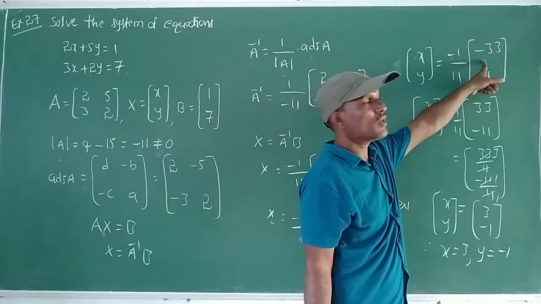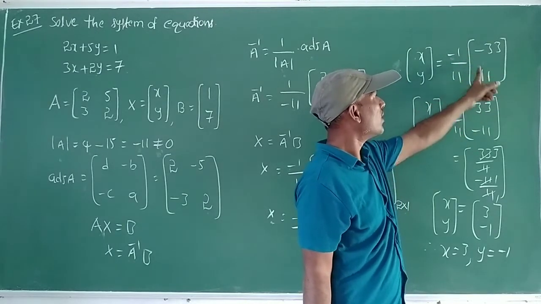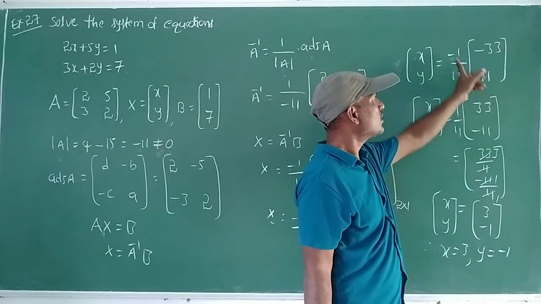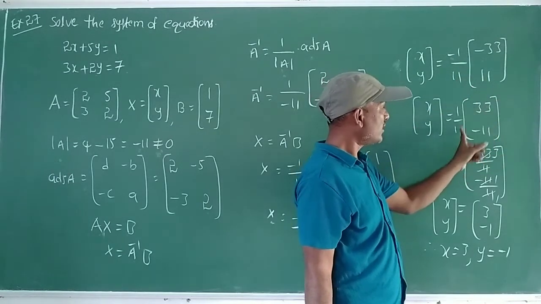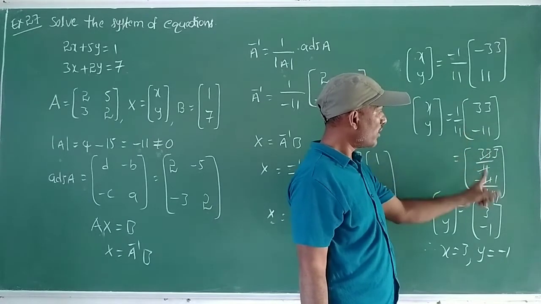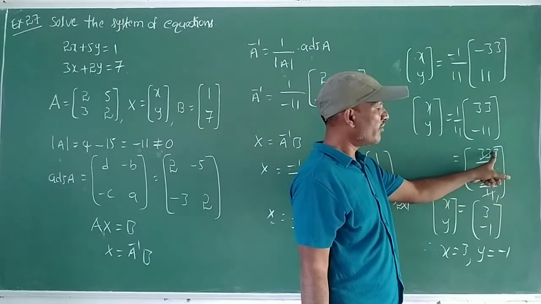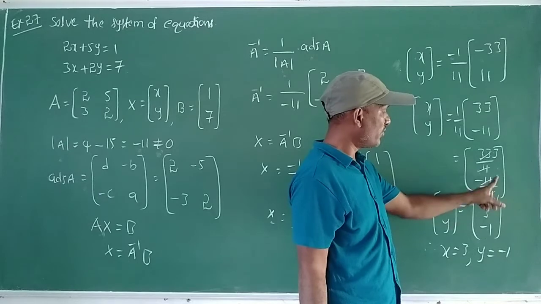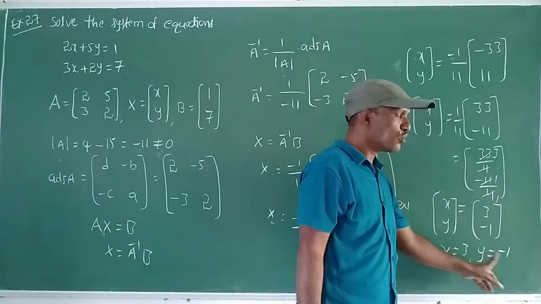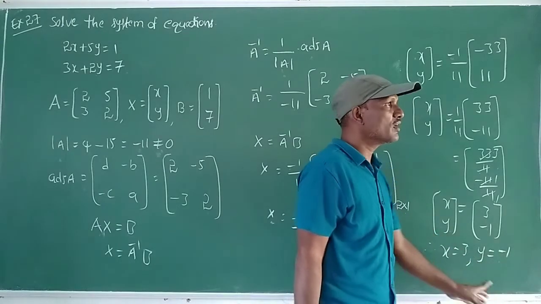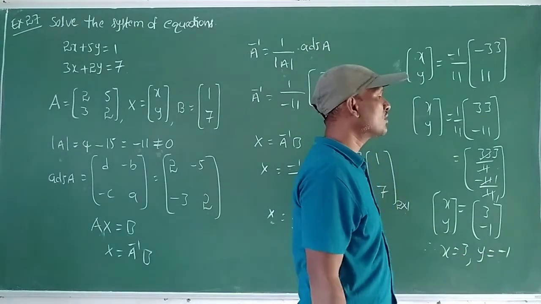Minus inside, multiply. Minus into minus, plus 33, minus 11. Next, division by 11: 33 by 11, minus 11 by 11. 11 into 3 is 33, 11 into 1 is 11. So 3, minus 1. So x equal to 3, y equal to minus 1.